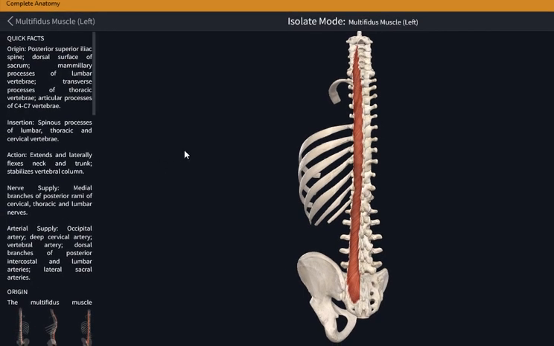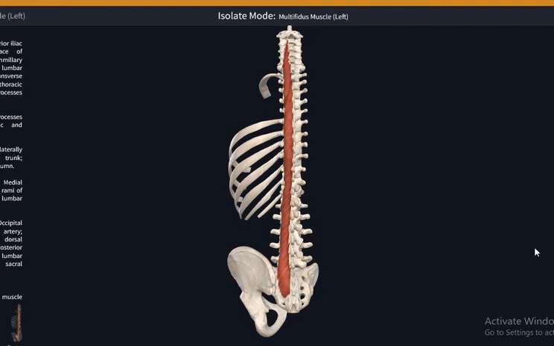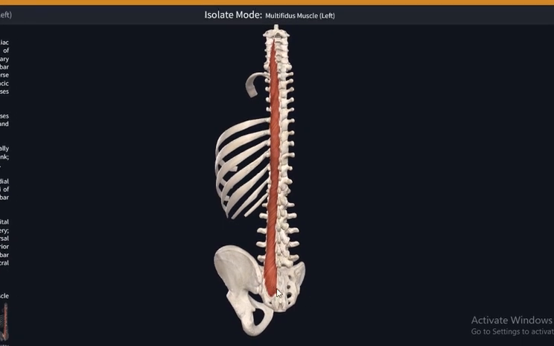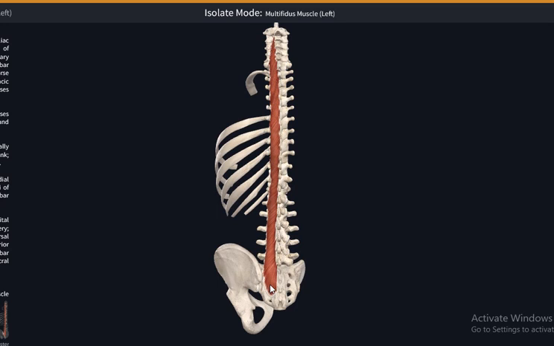So we have the origin, the posterior iliac spine. That's the origin. We have the sacrum here. We have the mammillary process. We have the lumbar vertebrae again in the origin. Now the insertion: we have the spinous process of the lumbar vertebrae.